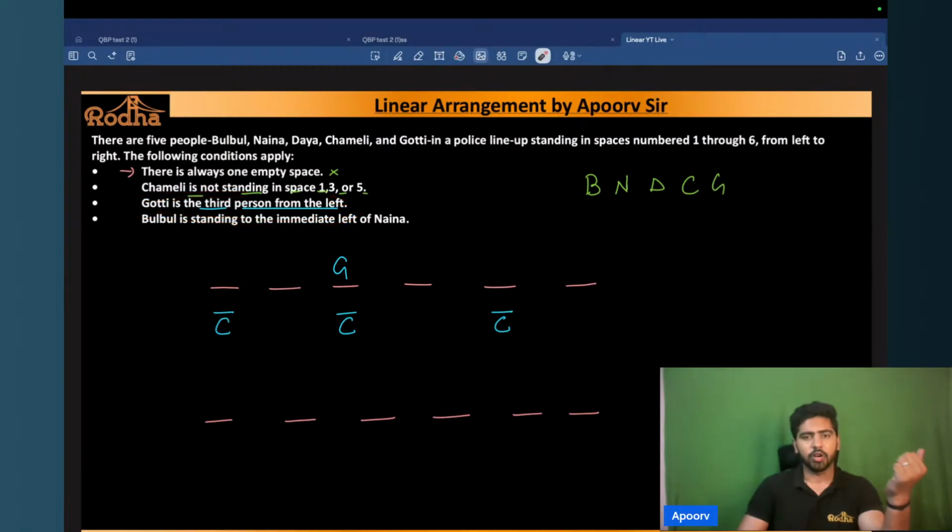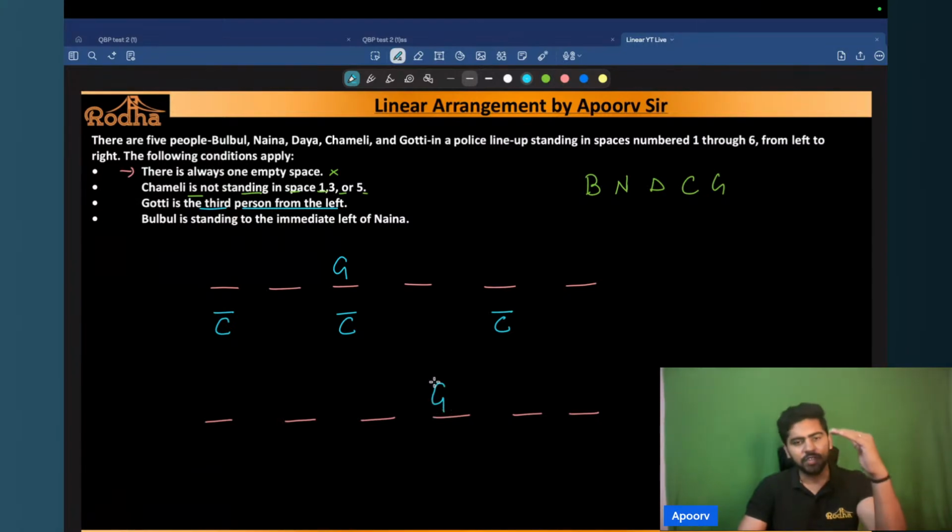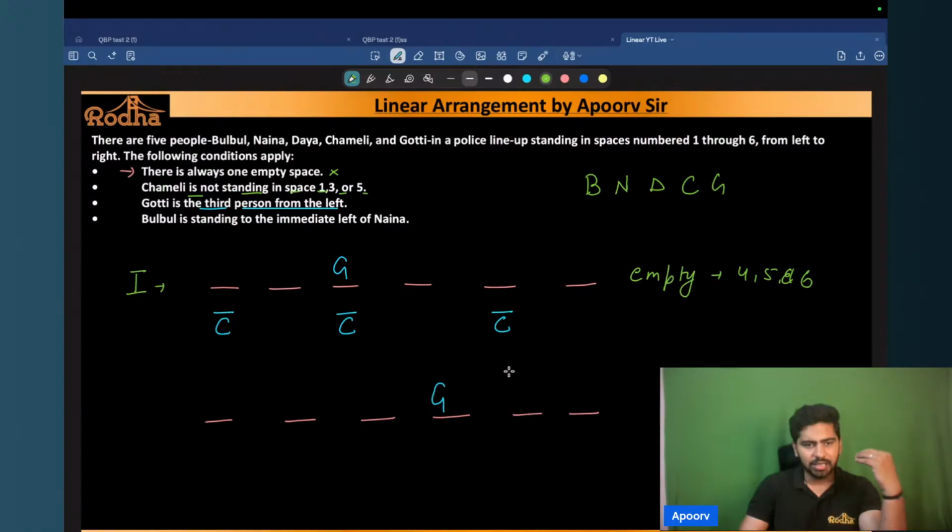So when I say that Gauti is the third person from the left, Gauti can also appear at the fourth place. So what is the difference between case 1 and case 2? In case 1, the empty space will be 1 among 4, 5, and 6. And in the second case that I have made, the second possibility, the empty space would be 1 among 1, 2, and 3. So one of these spaces would be empty here.